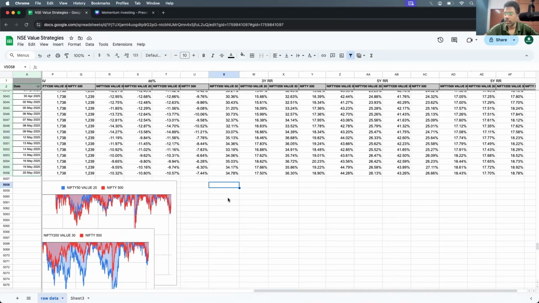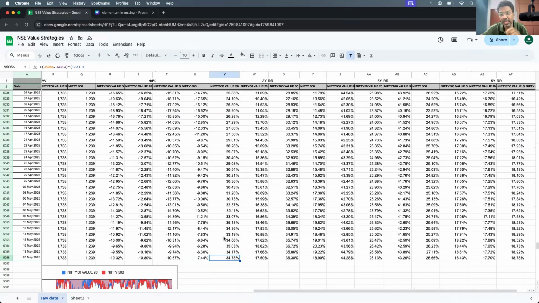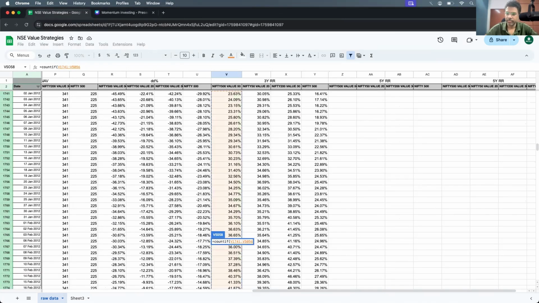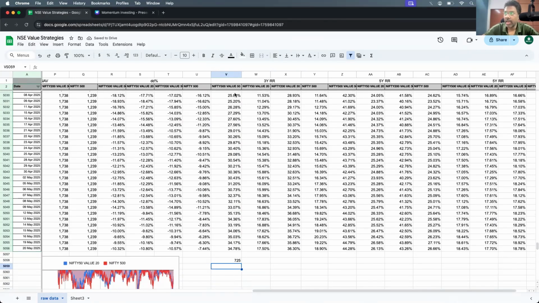Let's see. These are all the 3-year rolling return periods for different time frames. So we have around 3,316 individual data points with which we have calculated the 3-year rolling return period. So what I'm going to do is see the count of the number of 3-year rolling return periods which are less than 0 returns.